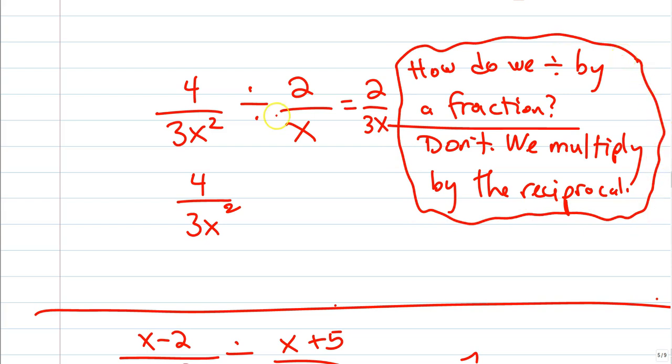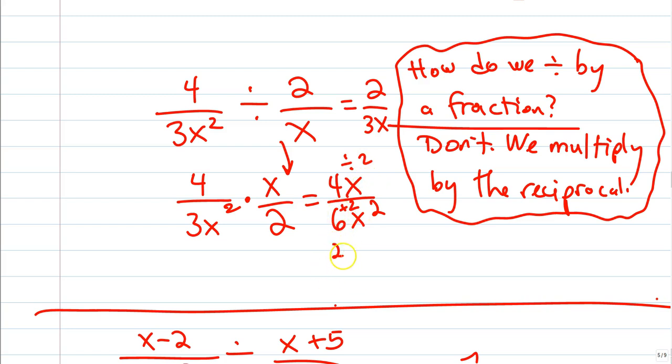Instead of dividing by 2 over x, we can multiply by the reciprocal, meaning the second fraction flips. And why would we want to do that? Well, now we get 4x over 6x squared, which simplifies top and bottom by 2. That gives us 2 over 3, canceling out one of the x's, 2 over 3x.